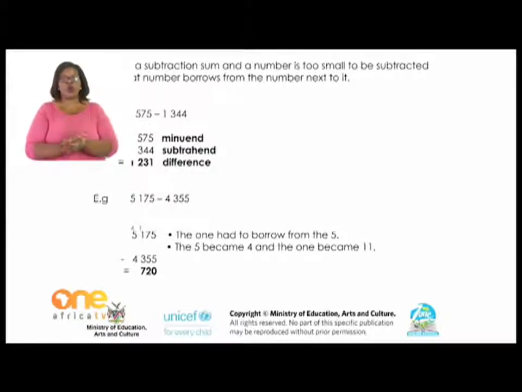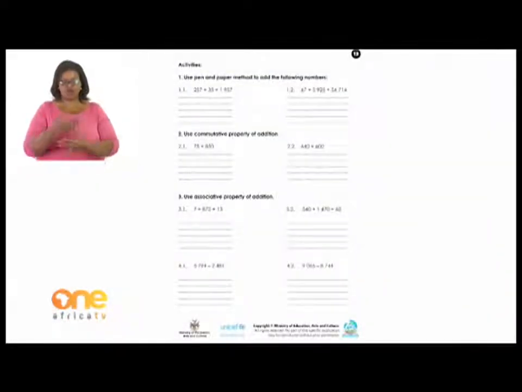And now we can go over to page 13. On page 13, there's a really nice activity for you guys to do. Now let's go through the activity. Use pen and paper mode to add the following numbers. 1.1: 257 plus 35 plus 1,957. 1.2: 67 plus 5,925 plus 56,714. So here we apply pen and paper mode.